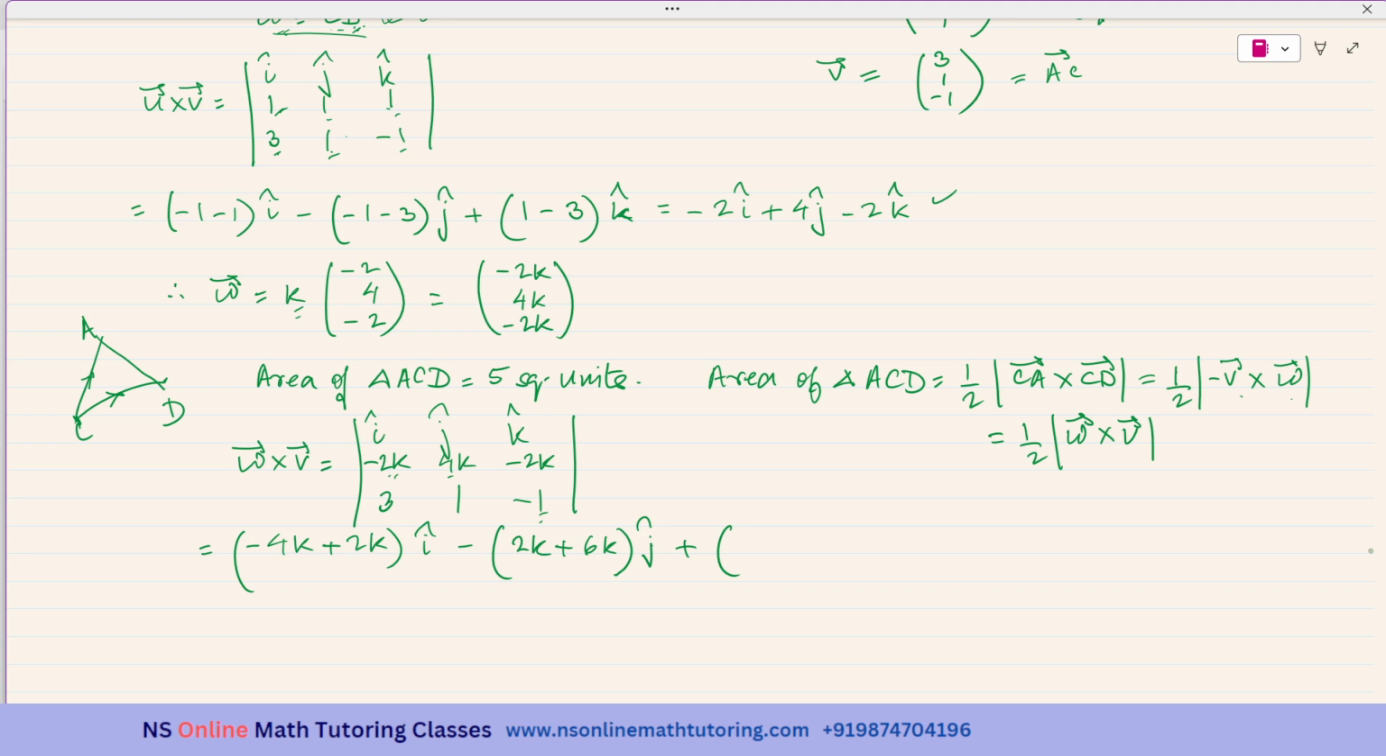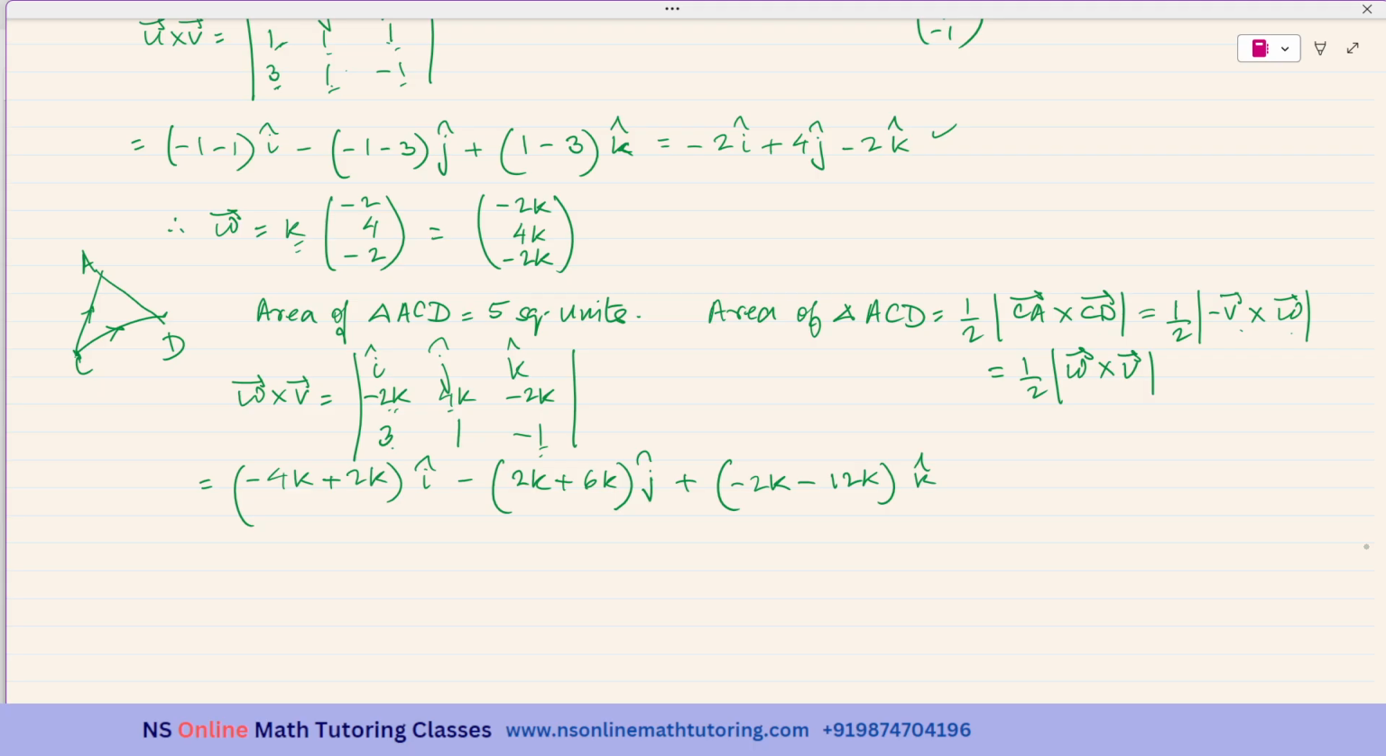For k, minus 2k times 1 is minus 2k, and 3 times 4k is 12k. And so it will be minus 12k. Fine. And don't confuse this k with this k. This is the unit vector in the direction of the z-axis. And this is just a constant, a scalar number. So this is minus 2k i and minus 8k j and minus 14k k.